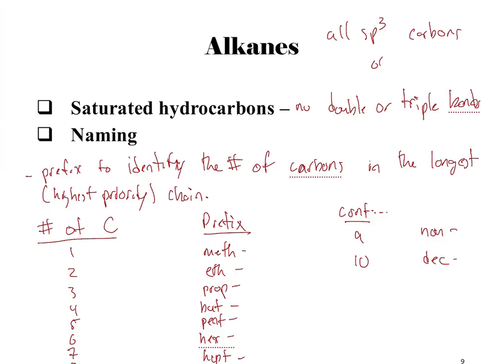Alright, so you have a number in your longest chain that's associated with the number of carbons. So when we looked at the previous example, there were 4 carbons in it. It was called butane, right? Because there's 4 carbons in that molecule, so but is the prefix there.